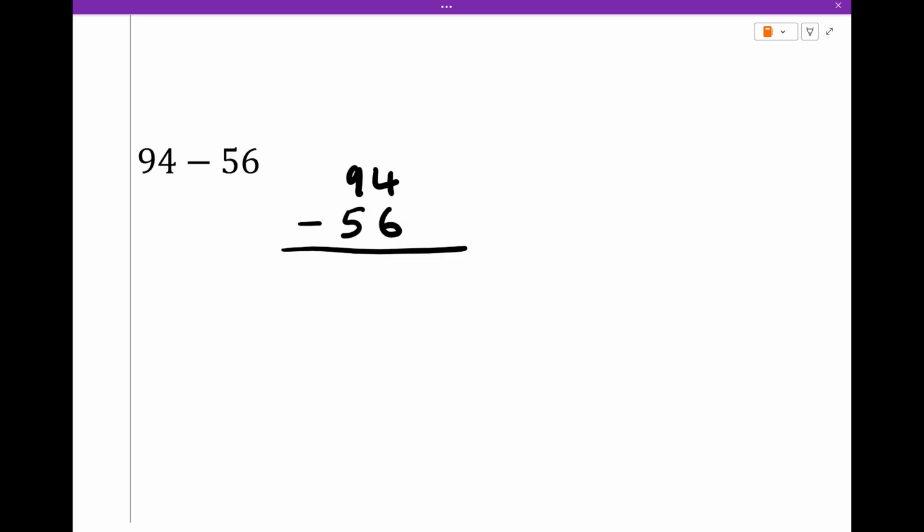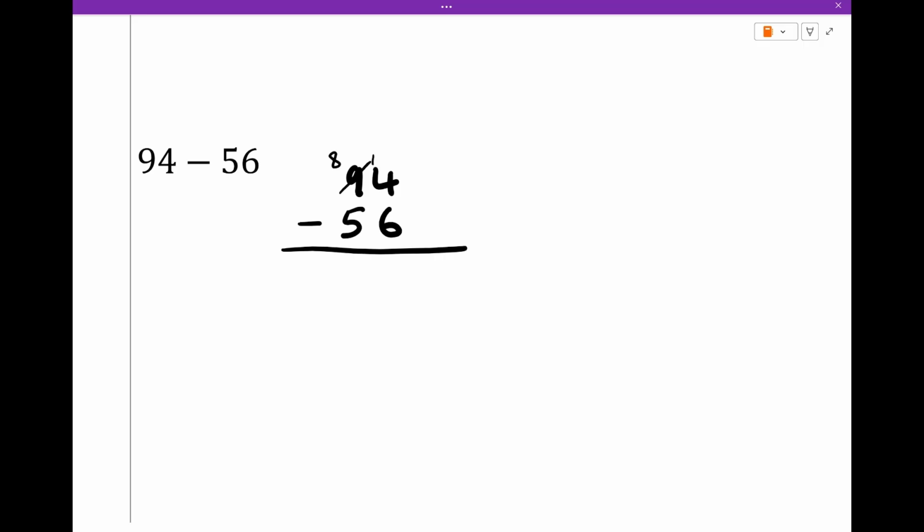So usually you would start by going to the ones and trying to do 4 subtract 6 in this case. However, we avoid negatives with this. So what we now need to do is go one place value to the left, which is the tens. I'm going to go to that 9 and take one of those tens. So we've got 8 tens left over, and then I exchange that 10 for 10 ones. What you might write is a 1 there to indicate we've now got 14 ones.